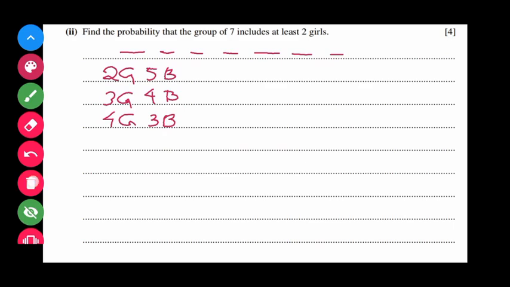Are you getting what is meant by this? It's very simple. We are going to choose totally 7 members. In that, at least 2 girls should be included. So what do you mean by at least 2 girls should be included? Like, 1, 2, 3, 4, 5, 6, 7. You have to include 2 girls, or you have to include 3 girls, or you have to include 4 girls.